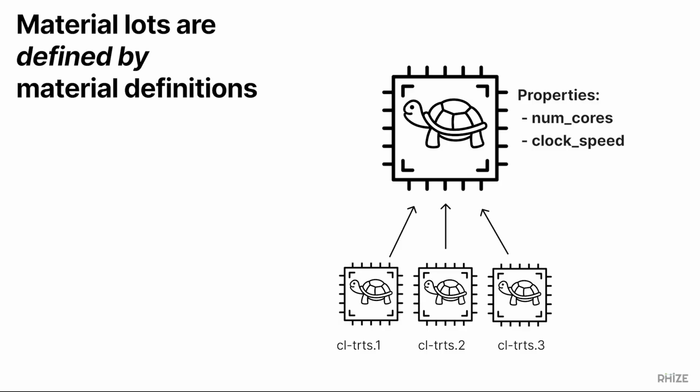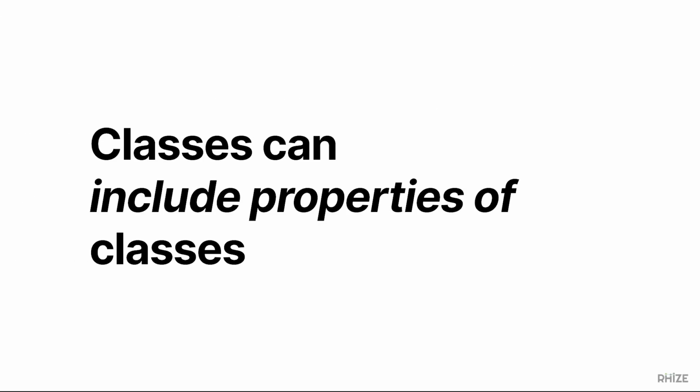Here you can see the multiple lot IDs that correspond to my material definition. These chips are the instances of my Cool Tortoise CPU brand. The relationship between material definitions and material lot is one to many. Entities also can have relationships to entities of the same type.